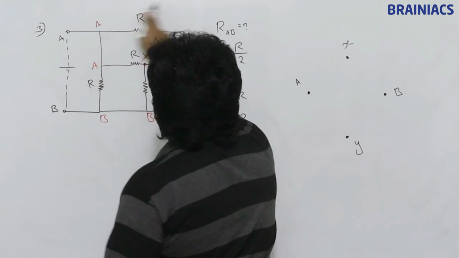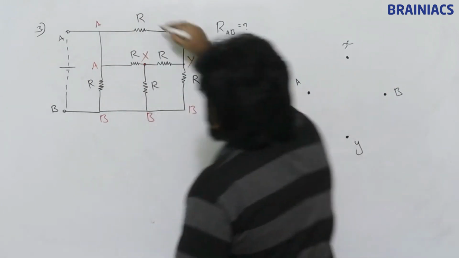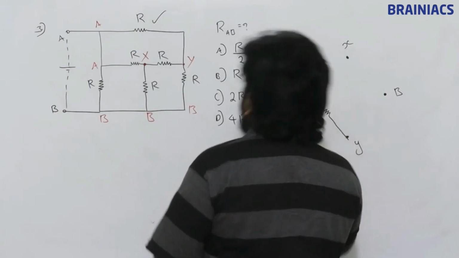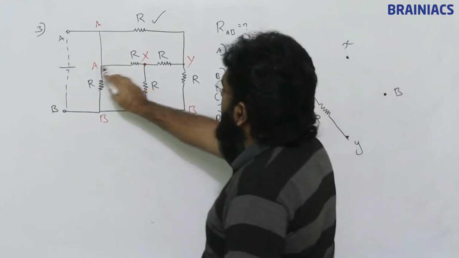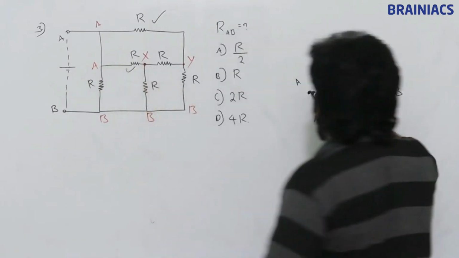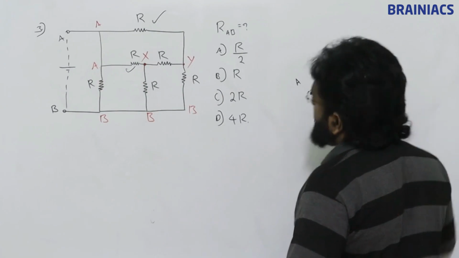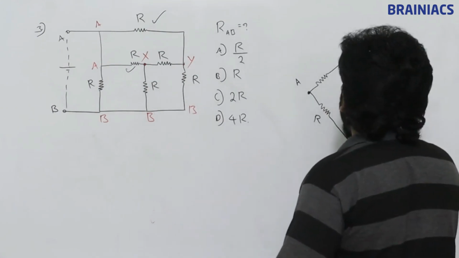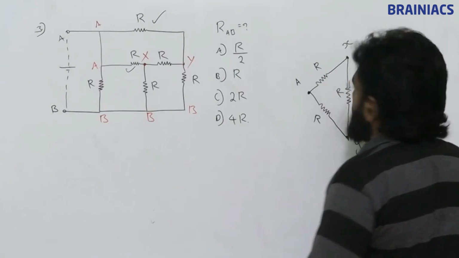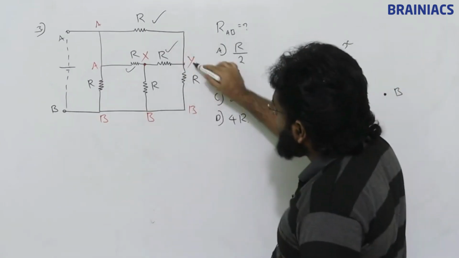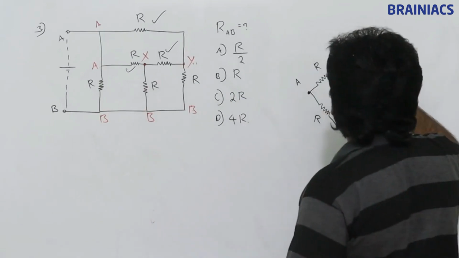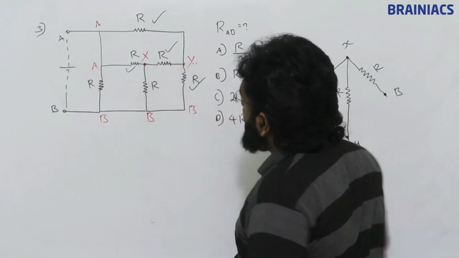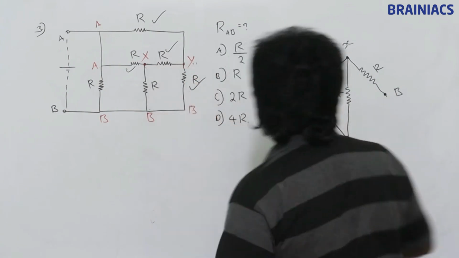Between A and Y, a resistance R. Then between A and X, another resistance R. Between X and Y, one resistance R. Between Y and B, one resistance R. Then between X and B, one resistance R.